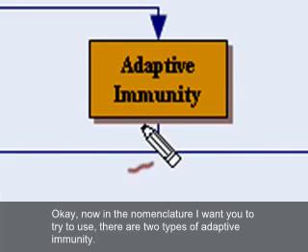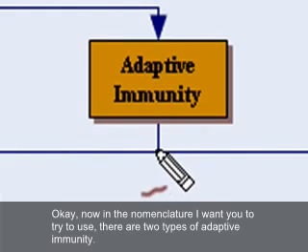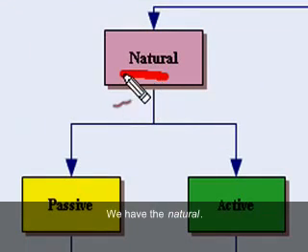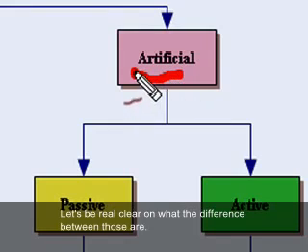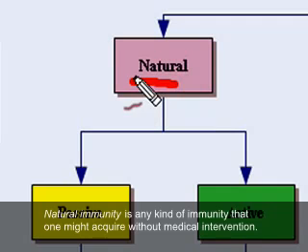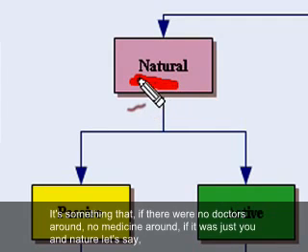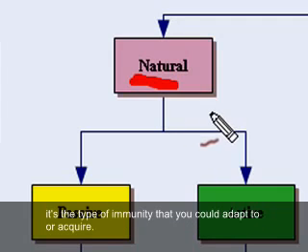Okay, now in the nomenclature I want you to try to use, there's two types of adaptive immunity. We have the natural and we have the artificial. And let's be real clear on what the difference between those are. Natural is any kind of immunity that one might acquire without medical intervention. There is no medical, technological intervention. It's something that if there were no doctors around, no medicine around, it was just you and nature, let's say, it's the type of immunity that you could adapt to or acquire.